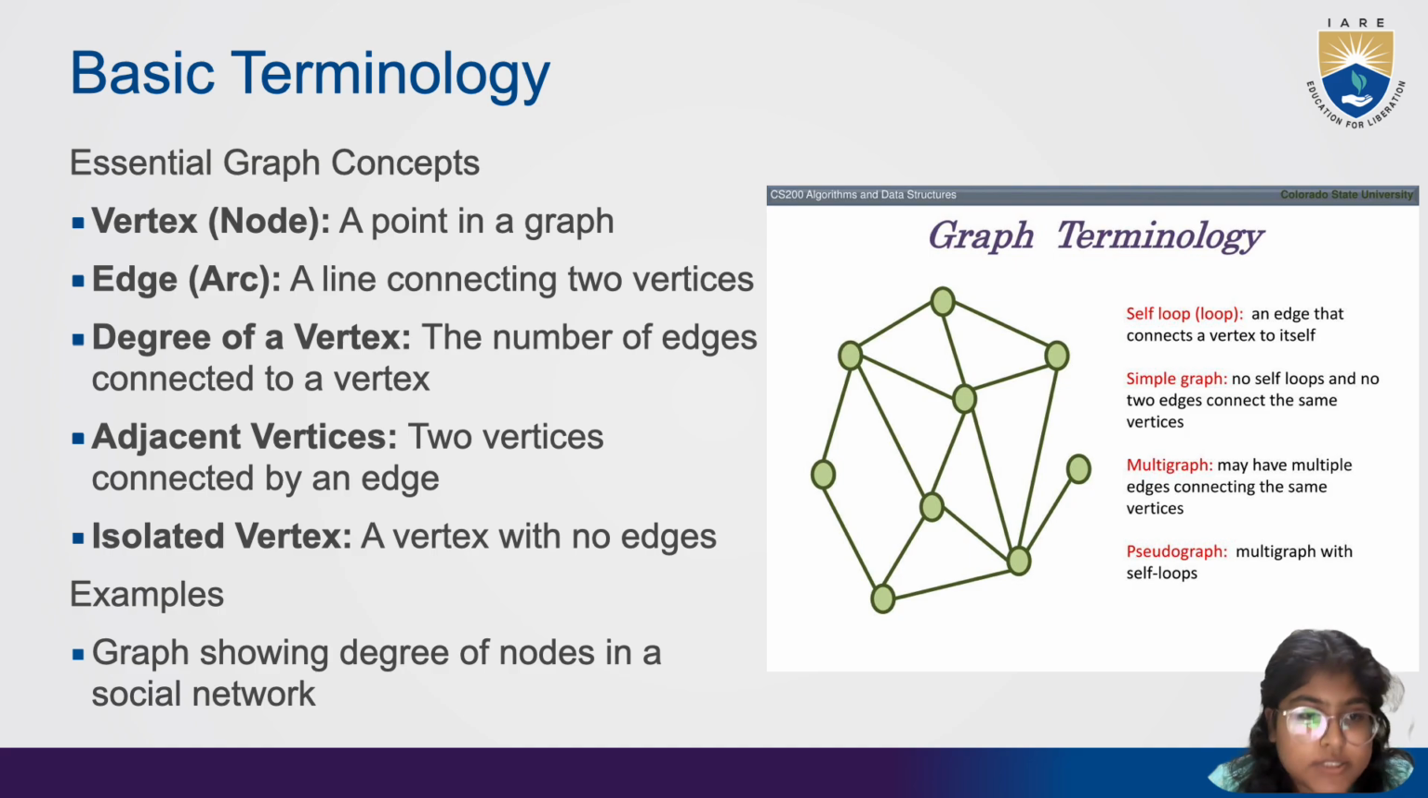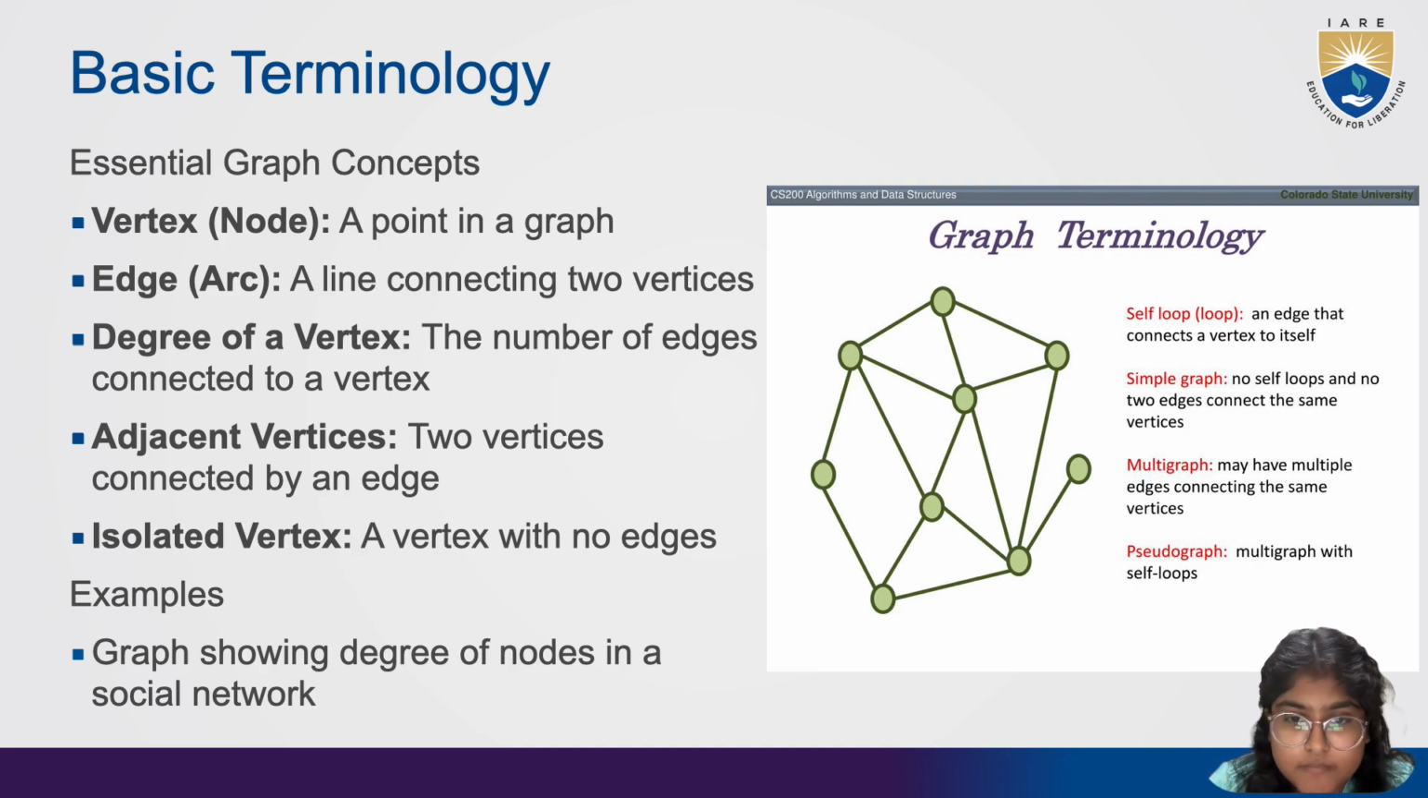A few other terms would be isolated vertices. Essentially, these vertices have no edges and are not connected to any other nodes. Self loop: here, the edge connects the vertex to itself. A simple graph has no self loops and no two edges connect the same two vertices, as in A connects to B and that's it. B does not have another edge that connects B to A.